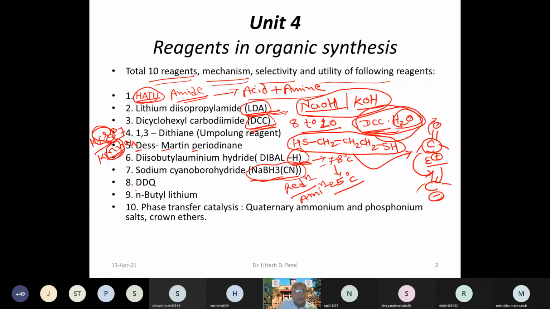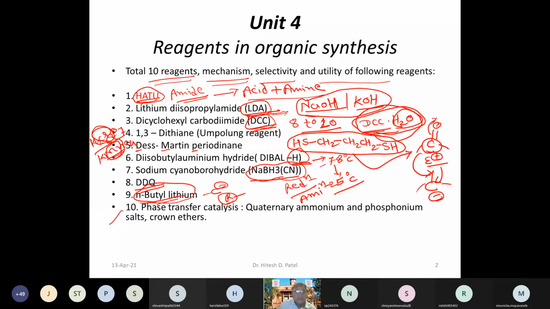The next one is DDQ. This also we can use for the reduction purpose. Then n-butyl lithium. Most of the industries are using this reagent for generation of carbanion in a particular reaction. Then we can also use it to carry out the alkylation reaction. We can introduce various types or lengths of alkyl group into an organic compound. This reagent is very much useful at industry level for various kinds of reaction. We will see how this reagent will be useful.